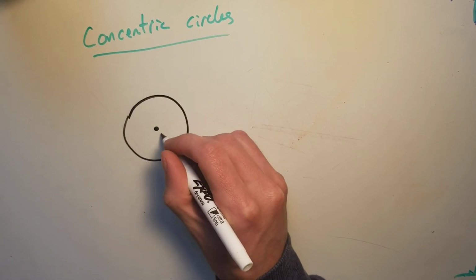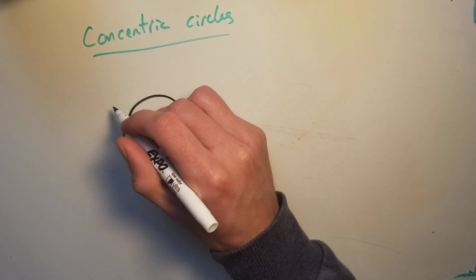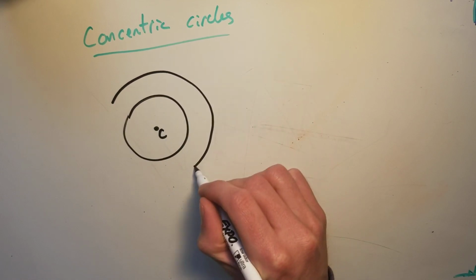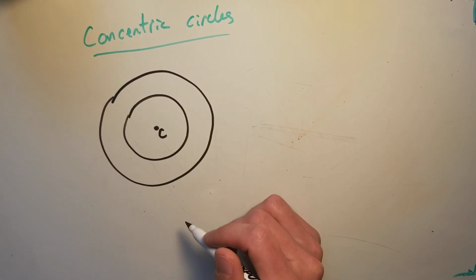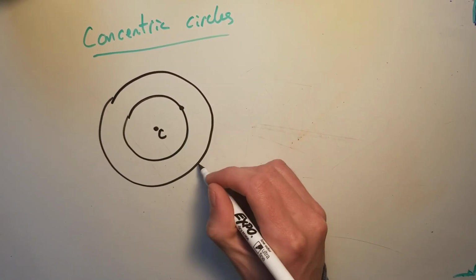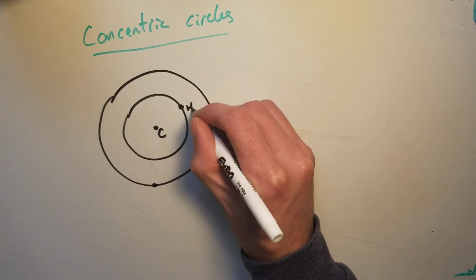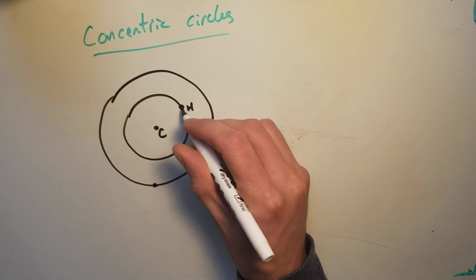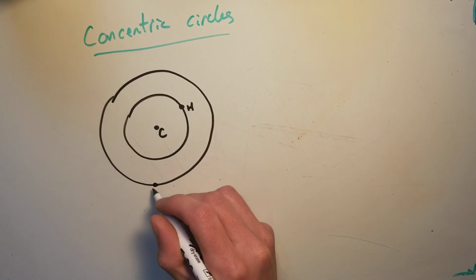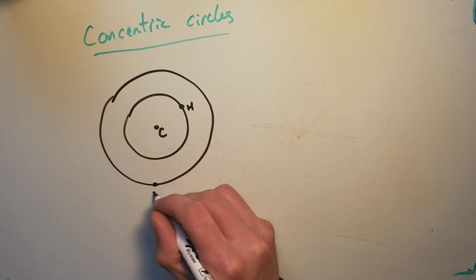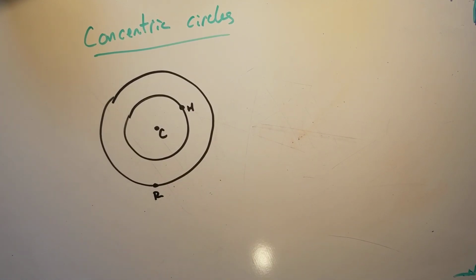We'll call it circle C. And then we're going to have a circle that is centered around C, but obviously it has a different radius. So we'll call this point H. That is a point on the smaller circle. And then we'll say down here is point R. That is a point on the larger circle.